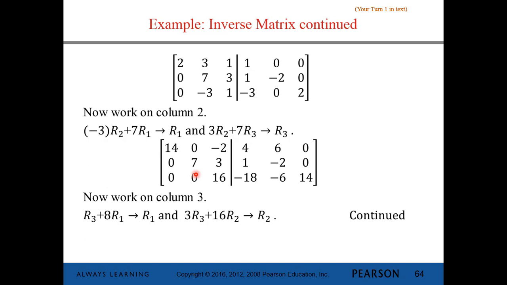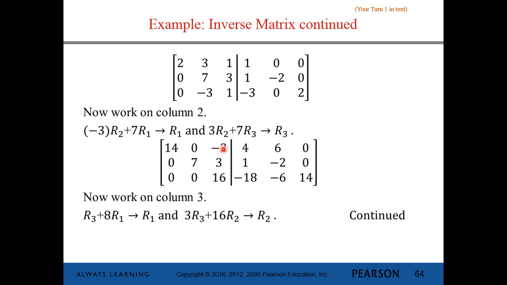Now we're going to work on row 3, and we're going to get rid of these two. So we're going to do row 3 plus 8 times row 1, because we're going to get a -16 if we do that. That will get rid of this one. We'll replace row 1 with this, and it's not going to change anything here.